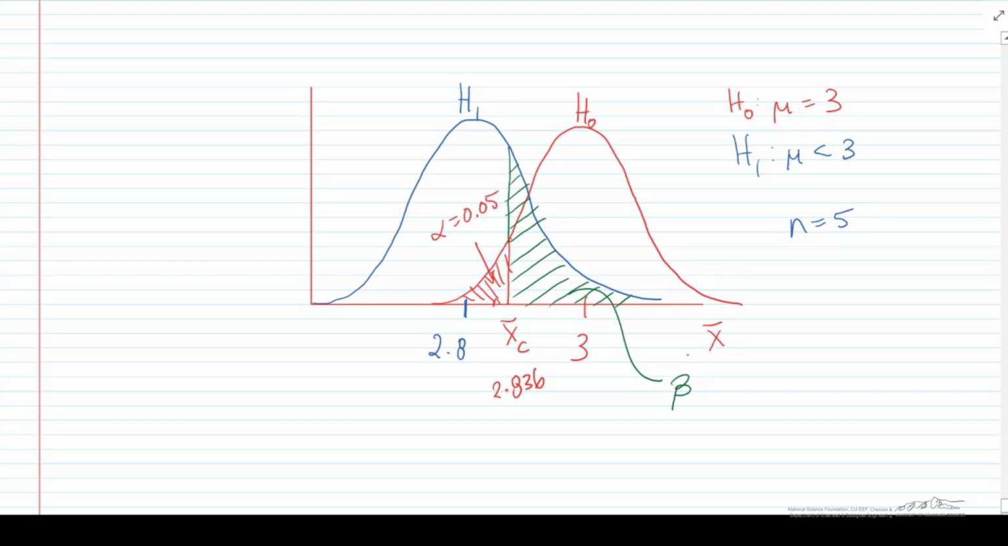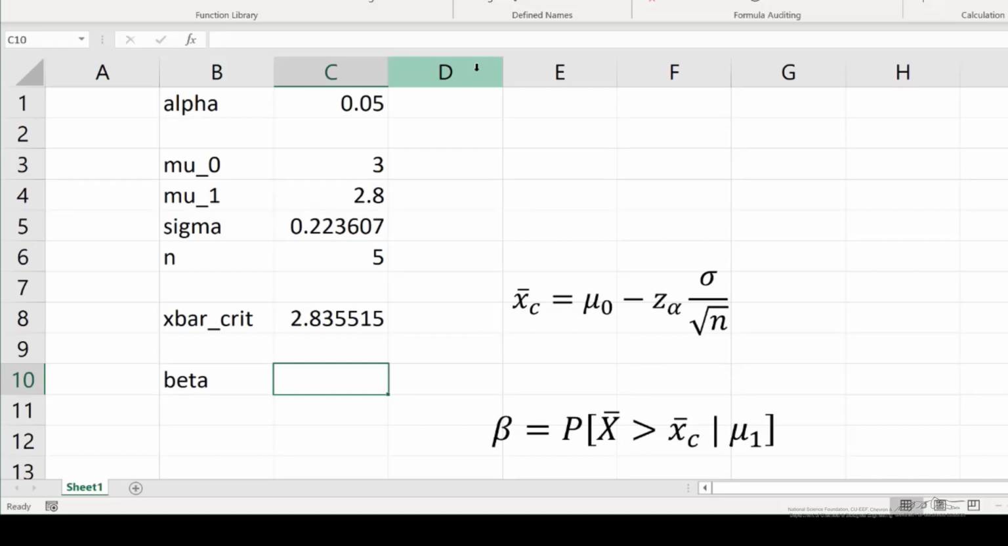Beta is the probability that x bar is greater than our critical value based upon the null hypothesis, but we're going to be basing that on our alternate hypothesis distribution, and the mean of that is 2.8. So this is how we can calculate beta. Beta is this dashed green region here. So let's go ahead and do this in Excel.